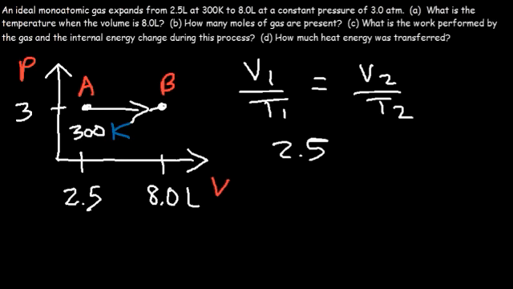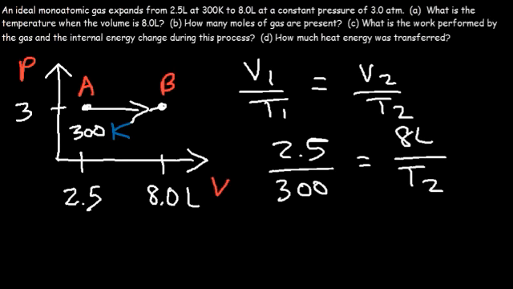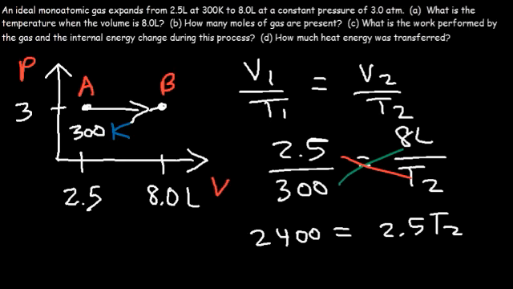V1 is 2.5 liters. T1, the temperature that corresponds to it, is 300 Kelvin. So we want to find a new temperature at a volume of 8 liters. So let's cross multiply. 300 times 8 is 2400. And this is going to be equal to 2.5 times T2. So 2400 divided by 2.5 will give us a temperature of 960 Kelvin.